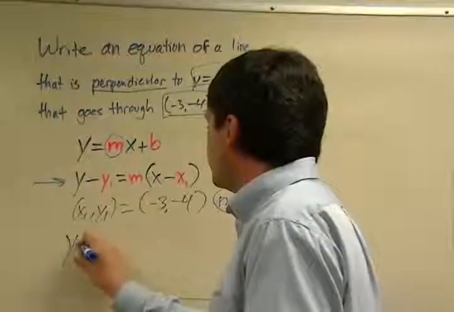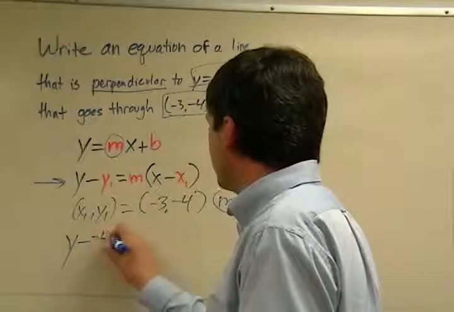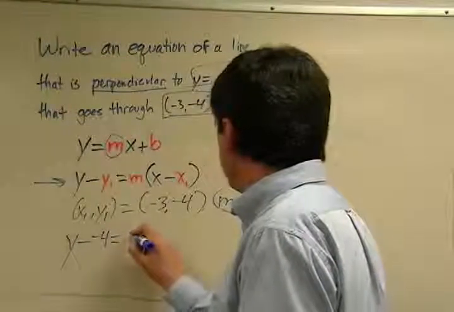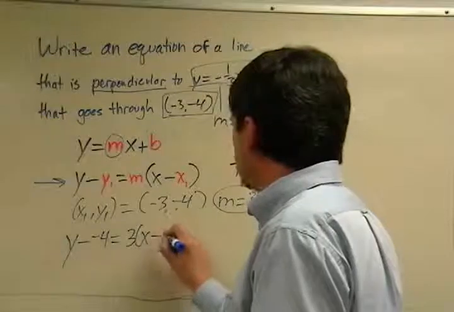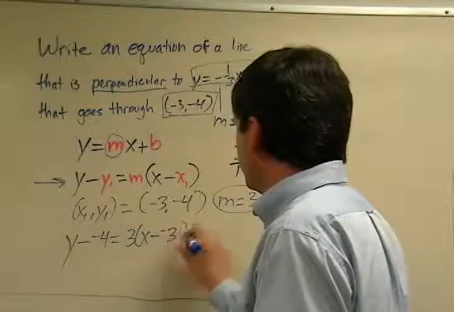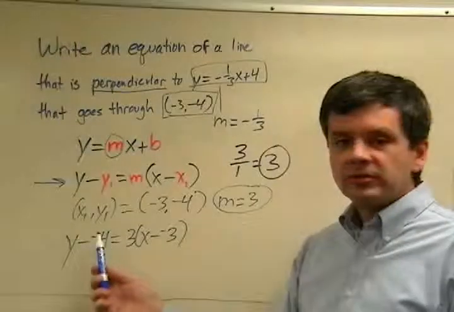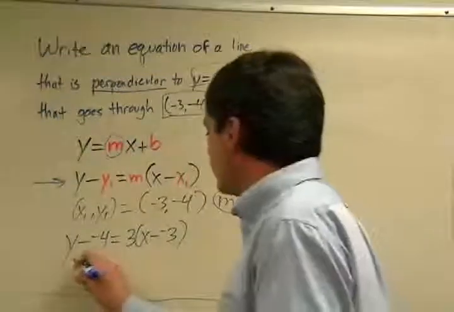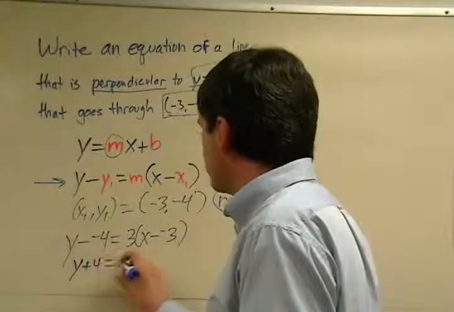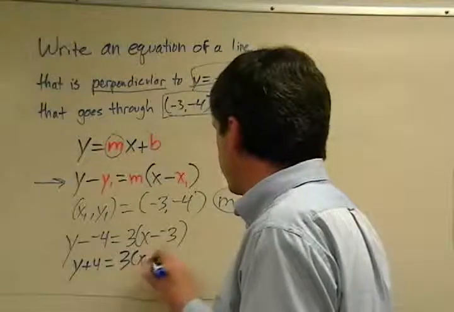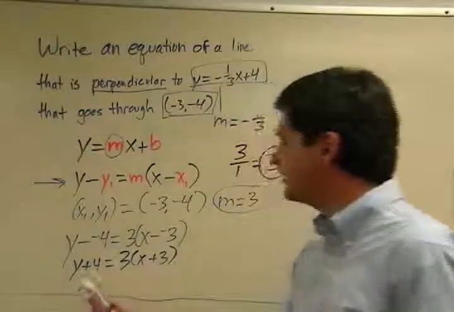So y minus a negative 4 is equal to 3 times x minus a negative 3. Now, y minus a negative, I could just write plus, so let me do that. y plus 4 is equal to 3 times x plus 3. And that's the equation of a line.